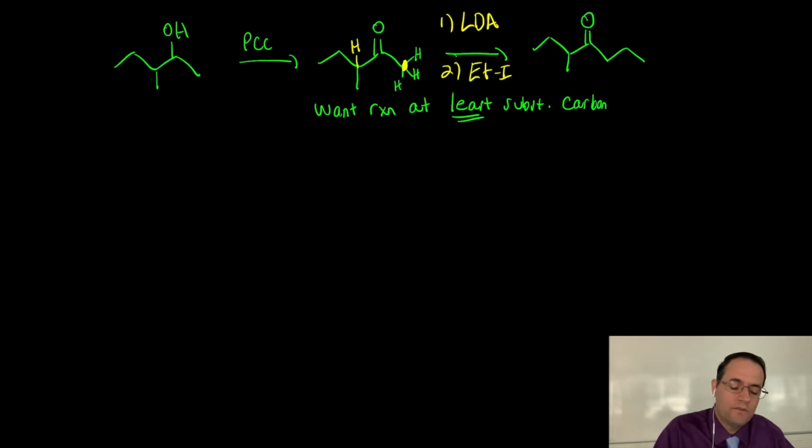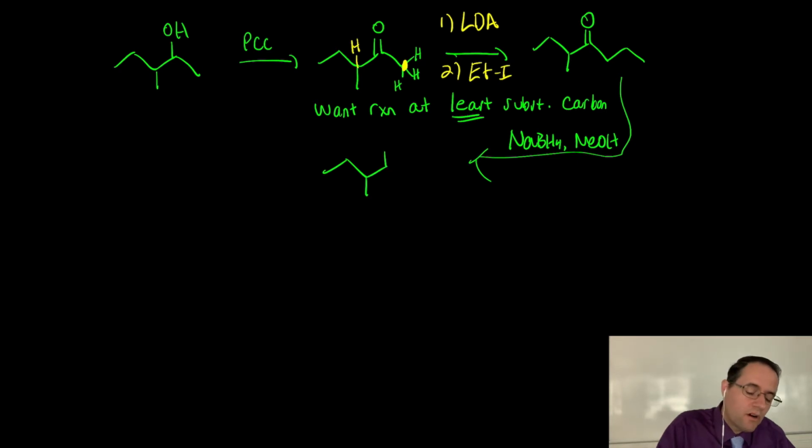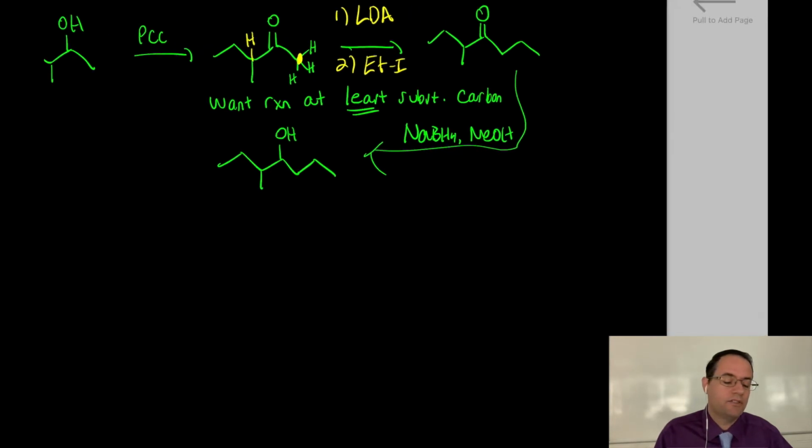So 1, 2 carbons. And then finally, we want to reduce this down with, I don't know, sodium borohydride in methanol to give you the alcohol. So that's how you do these 2 problems. Now let's talk about the malonic ester synthesis.